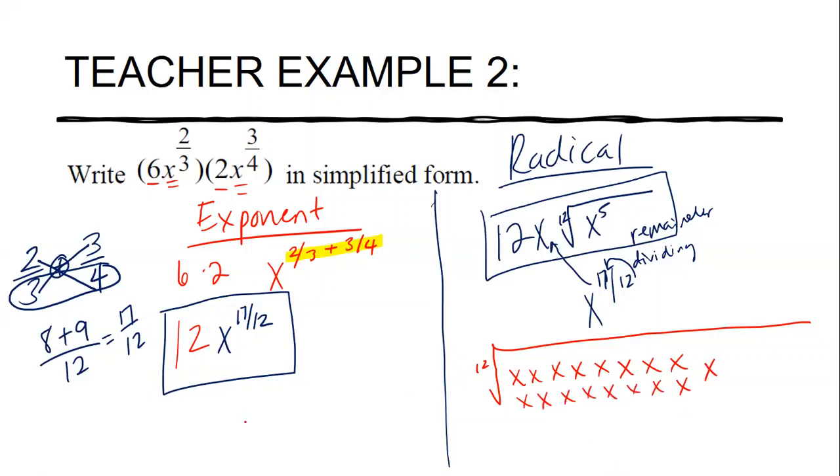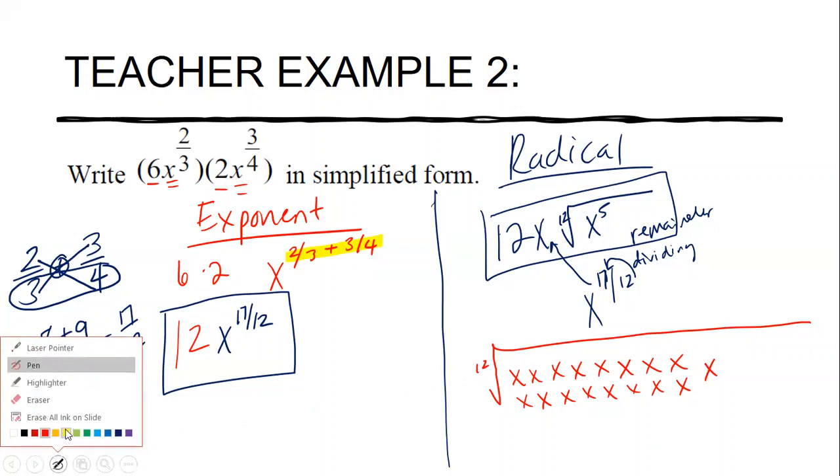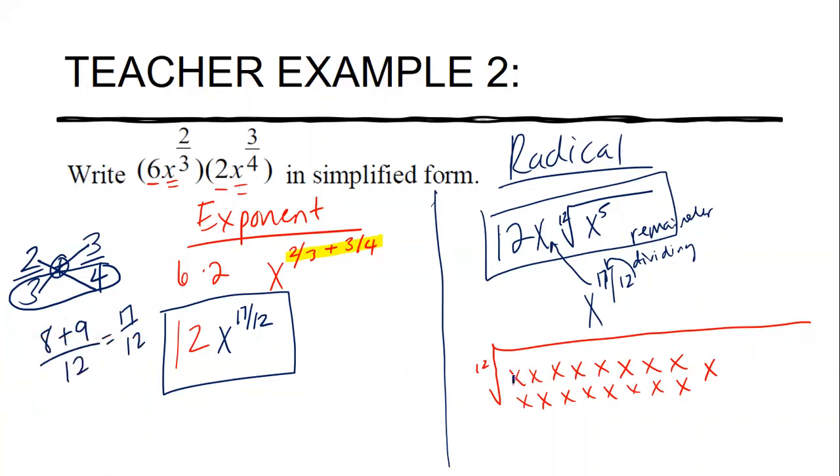And your index tells you how many you want in a group. Well, if I wanted to make a group of 12, I could only make one group of 12, right? So I could take that out, and what would be left on the inside? 5. So I made one group, and our remainder is 5 x's. And that's why it's x with the remaining 5. Does the visual help? Yes. Okay.